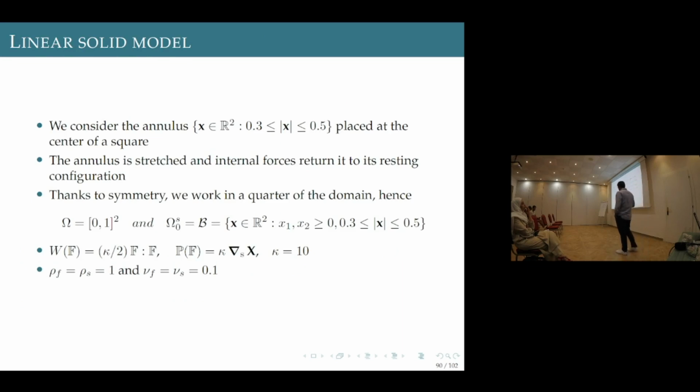Linear solid model. We consider this annulus, defined in this way, placed at the center of a square, and the annulus is stretched, and internal forces return it to its resting configuration. Thanks to the symmetry, we work only in a quarter of the domain. We assume that our fluid domain is the unit square, and omega 0 s is the resting configuration of the quarter of the annulus. This is the linear model to represent the solid behavior, and we assume that the 2 densities are equal to 1, and the viscosity is 0.1.